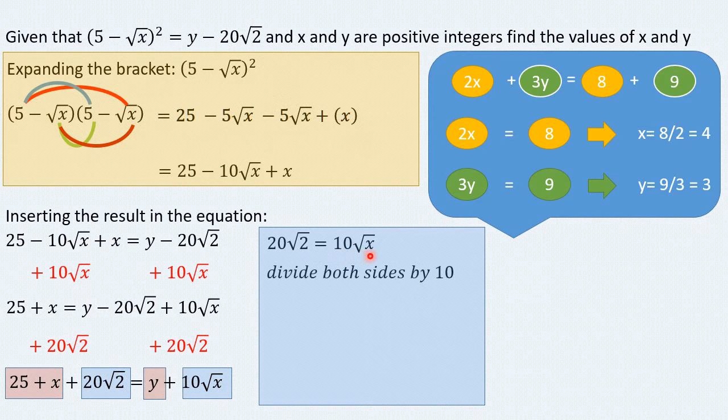So we try to solve for x as a start, and we have 20 root 2 equals 10 root x. If we divide both sides by 10, we end up with 2 root 2 equals root x. Now we square both sides to get rid of these square roots. This gives us 2 squared is 4 and root 2 squared is 2, equals root x multiplied by root x, which gives us x. So x equals 8.